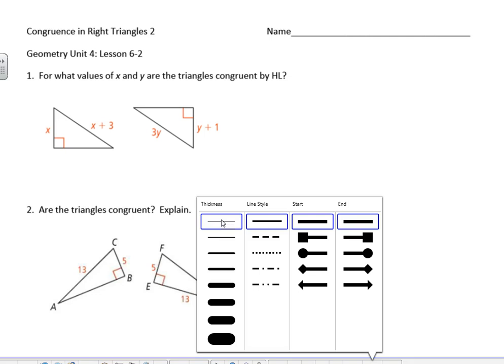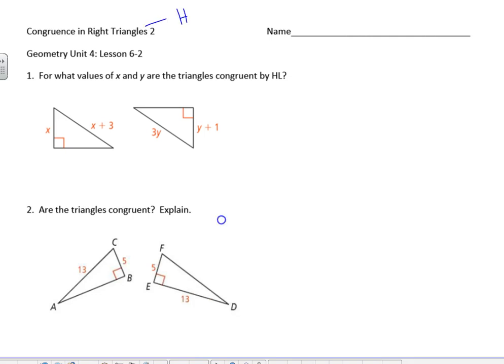We're going to continue with congruence and right triangles. So when we think about the special case of congruence in right triangles, what we're talking about is hypotenuse leg and the ability to do that.